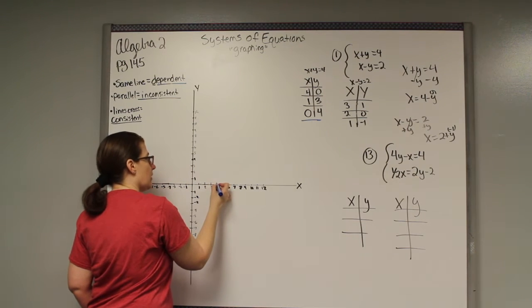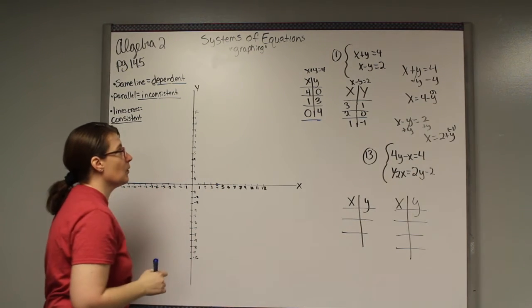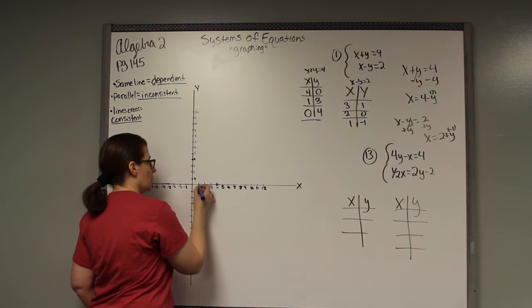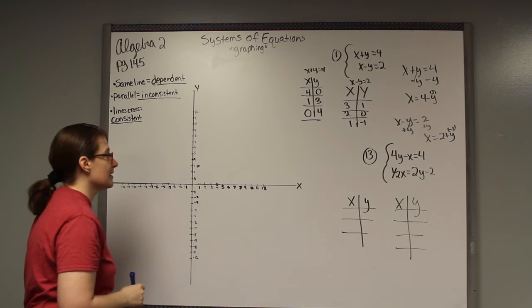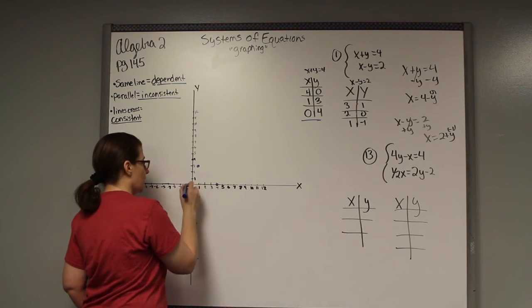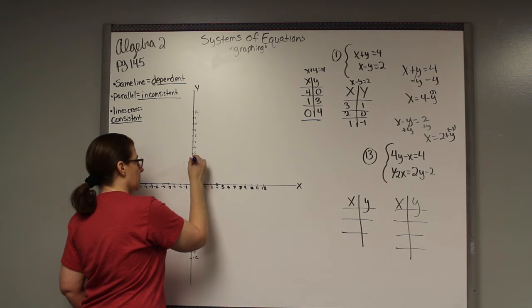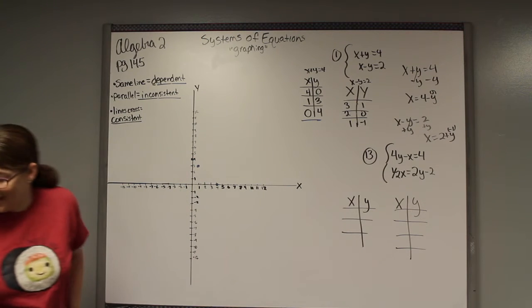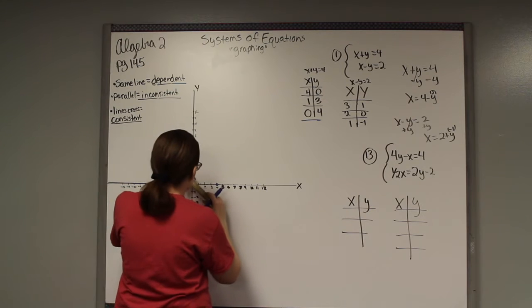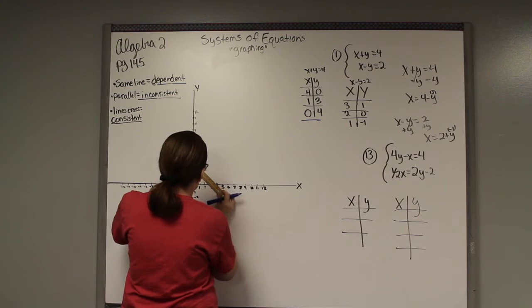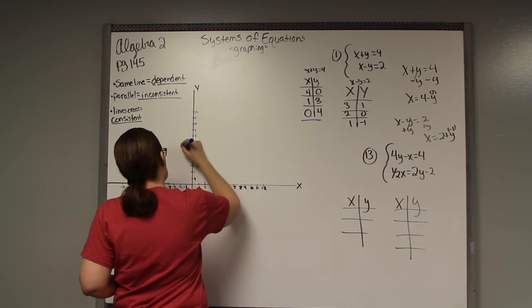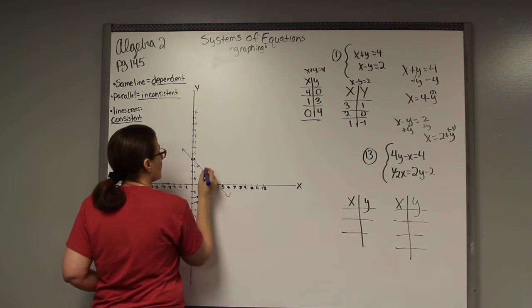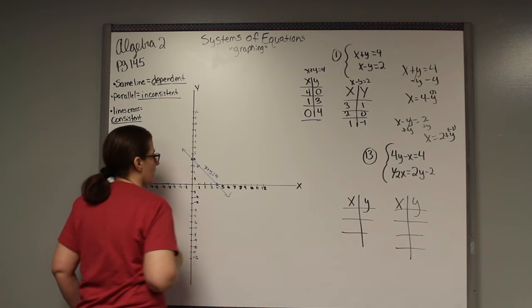I go over to 4 and I don't move up any. My next point is (1, 3). I go over to 1, but I move up to 3. I put my dot there. And my last point is (0, 4). Means I don't move any. I stay at 0 and I go up to 4. And that is my first line. And if you label them, you put the equation for that line there.